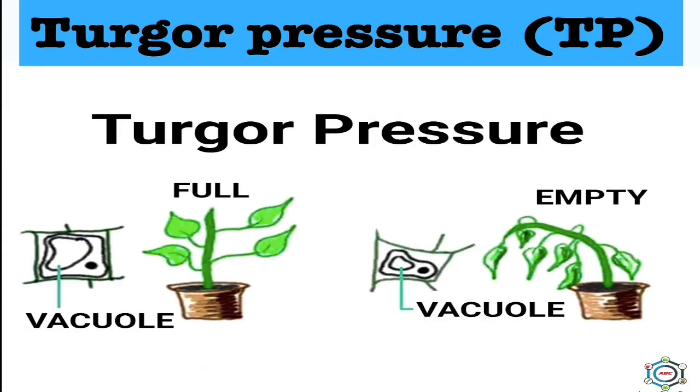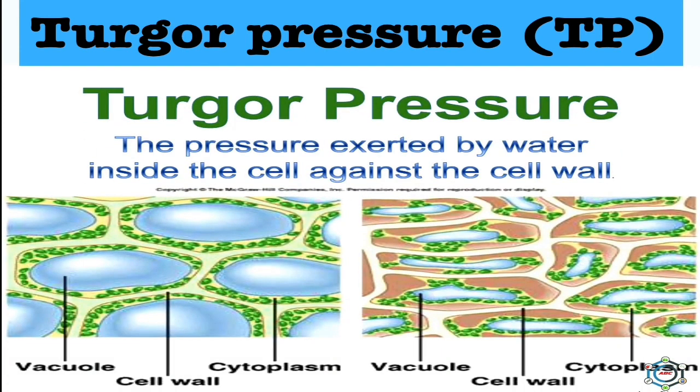Turgor pressure is a unique property of a plant cell that it is surrounded by a rigid cell wall. If a living plant cell is immersed in water, it swells due to absorption of water. As a result of entry of the water into the cell sap, a pressure is developed in the protoplasm which presses against the cell wall. So, the actual pressure exerted by the protoplasm against the cell wall is called the turgor pressure.